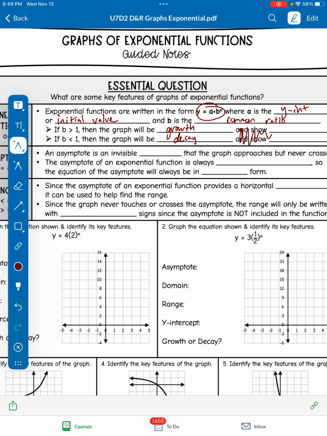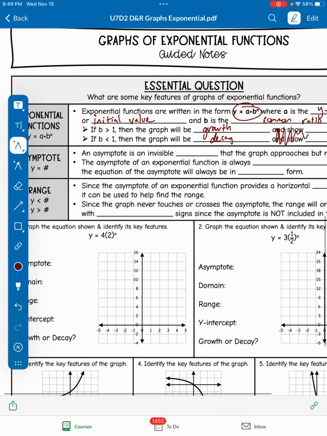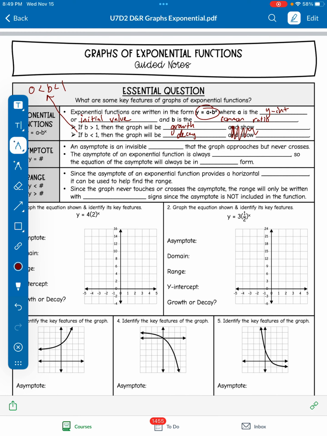And you know how I know these notes aren't very good is because, mathematically speaking, that shouldn't be B is less than 1. It should be 0 is less than B is less than 1, because it needs to be a fraction or a decimal. Less than 1 can't be negatives. So we don't want any negatives as B, right? So that's the notes' fault.